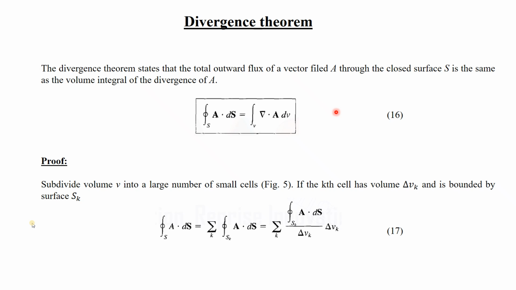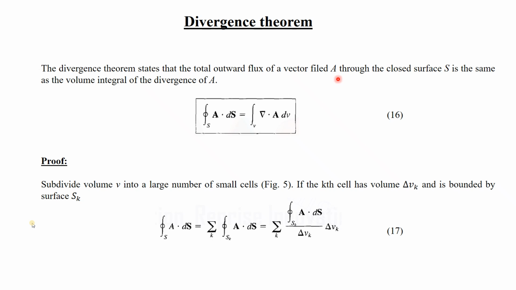Okay. Now let us come to a theorem which is based on this divergence of a vector, which is called the divergence theorem. A divergence theorem tells us that it can be used for transforming any surface integral to a volume integral. That means transforming a closed surface integral to a volume integral.